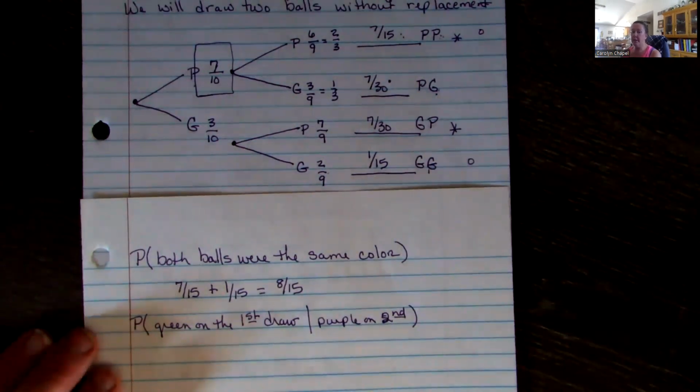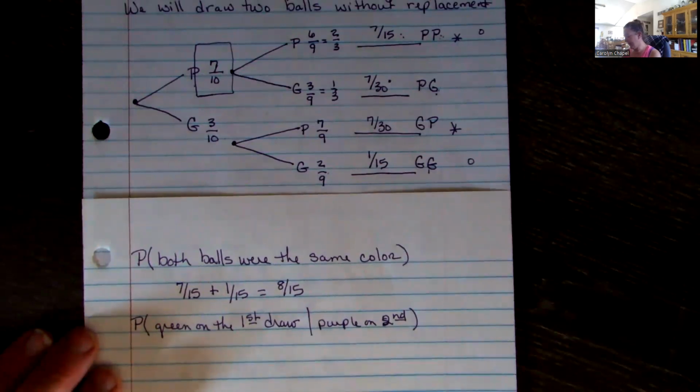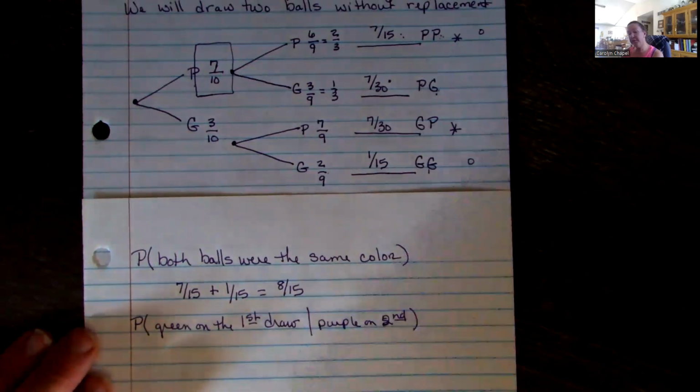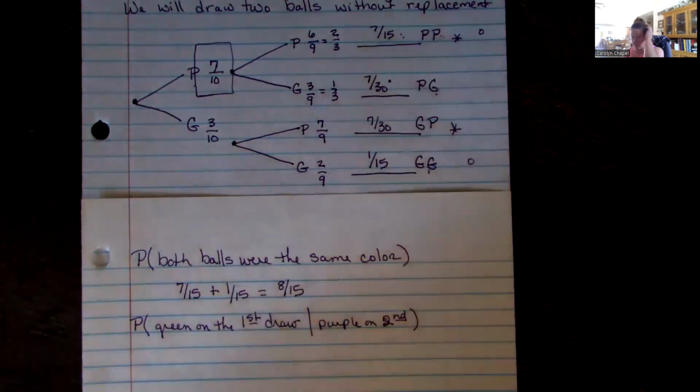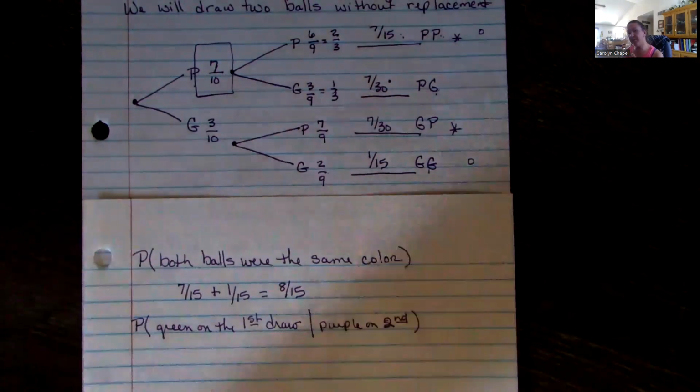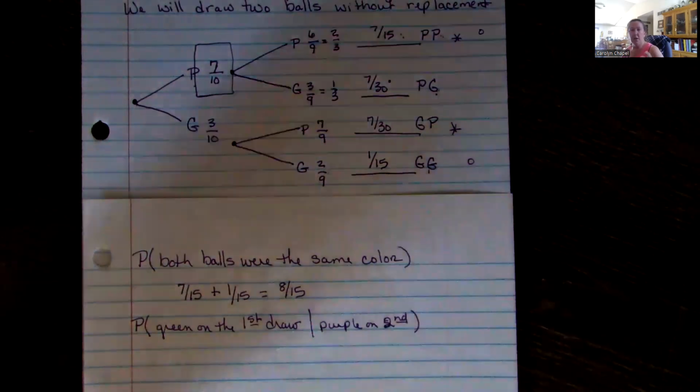Okay, green on the first draw, given the purple on the second. I'm going to go through the formula first. I'm going to remind us what that formula is, and then we'll go through it using our tree here. And then I'm also going to explain how we think conditional reduces our sample space.